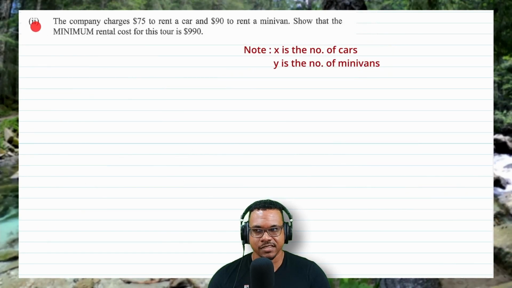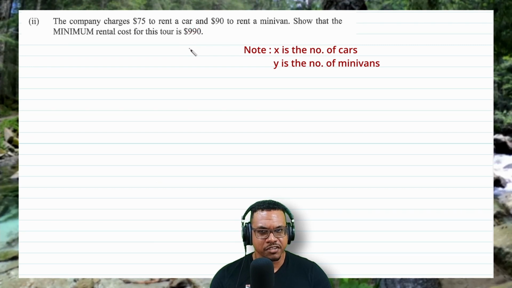Now here we come to question D part 2, where the company charges $75 to rent a car. Now remember, the number of cars is X. So 75 times X, which is the number of cars, will give you the total money to rent the cars. And $90 to rent a minivan. So the number of minivans is Y. So Y times 90 will give you the total amount of money to rent the minivans. Show that the minimum rental cost for this store is $990.